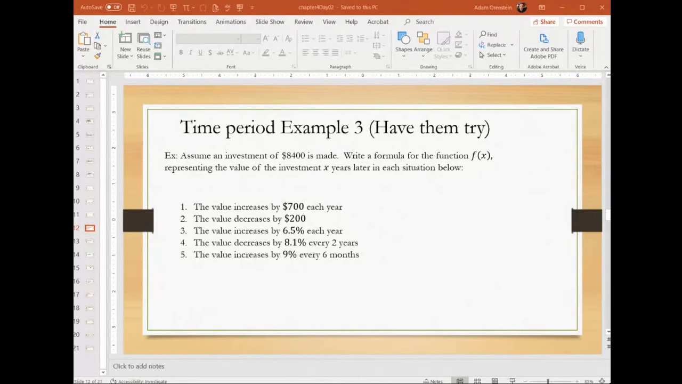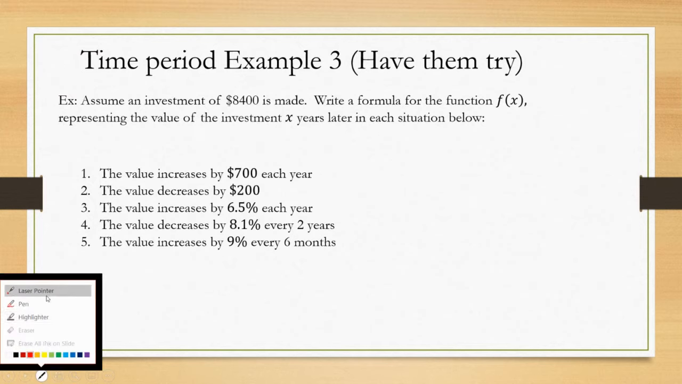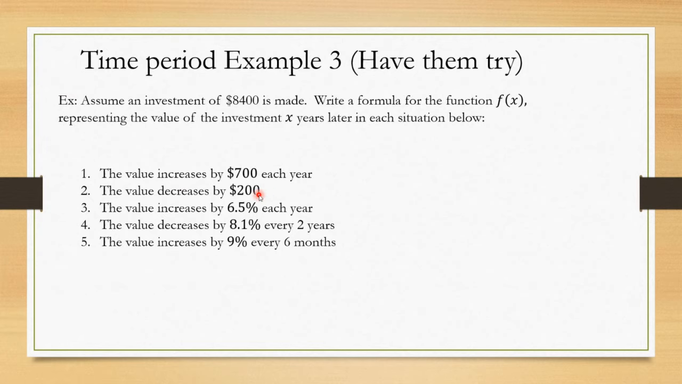Okay, so again, we want to get a function for each situation here. If you notice the first one, number 1, is this going to be exponential or linear? Linear. It's linear, right? And how do we know that? Because the function represents the value of the investment, and that's changing by a fixed dollar amount each time.